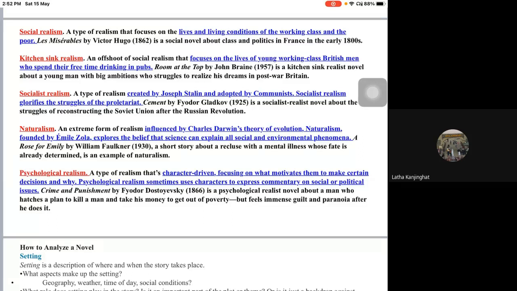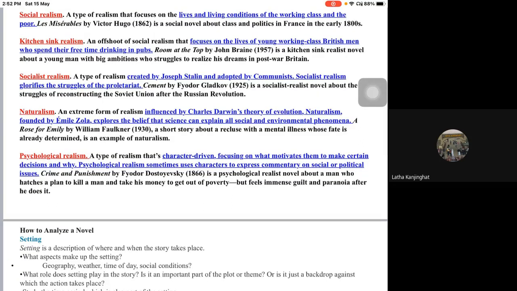Then we have another branch, psychological realism, a type of realism that is character driven, focusing on what motivates characters to make certain decisions and why. So it is driven by the psychology of a particular character. Psychological realism sometimes uses characters to express commentary on social or political issues. It talks about the mental state and what is triggering the mental state of a particular character.